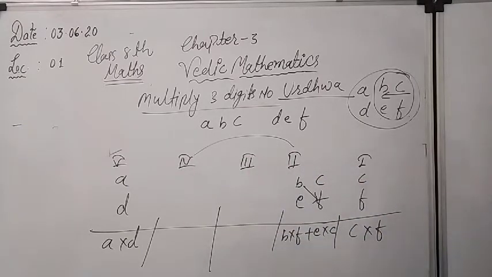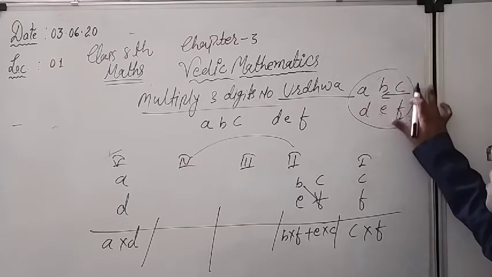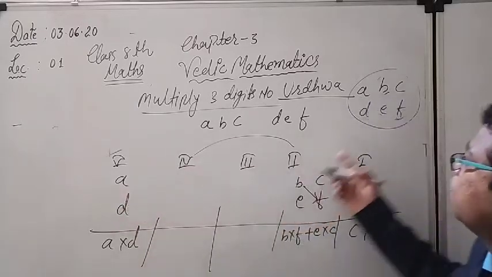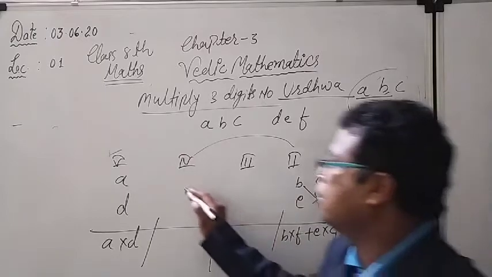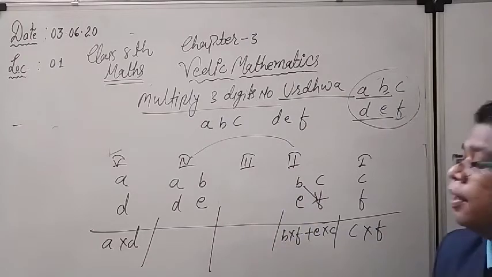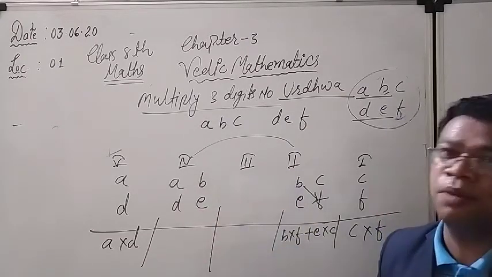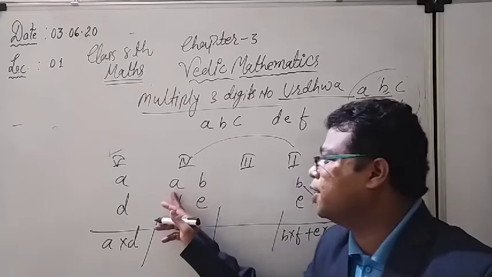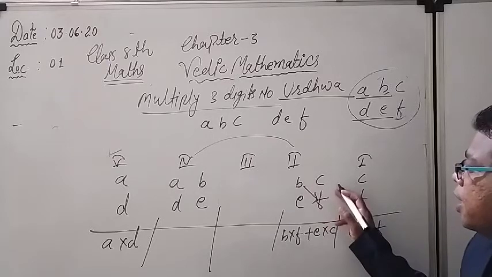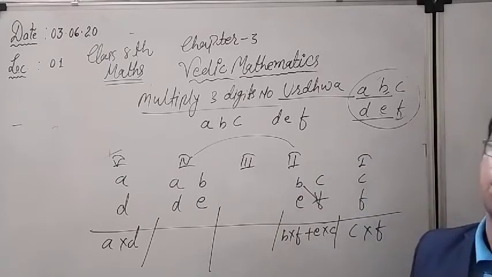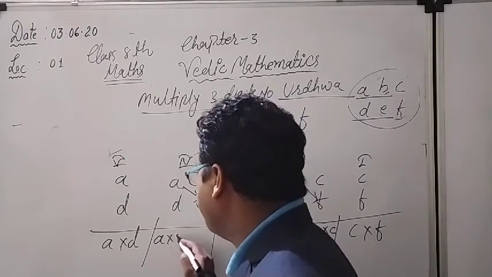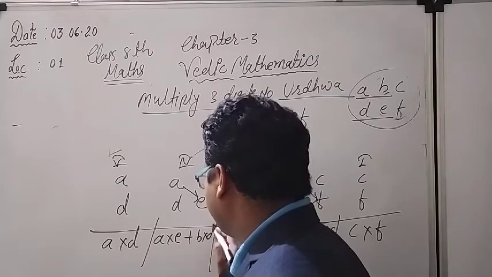When I talk about the fourth group, I will consider the digits from here, from the A. What are the digits which I am considering? A, B and D, E. Meaning for the fourth group, I again have to consider 2-digit numbers, but these digits will be the 100 place digit and the tens place digit. And here I was considering the ones place digit and the tens place digit. Okay. Operations are almost the same. Cross multiplication of the digits and their addition means A into E plus B into D.